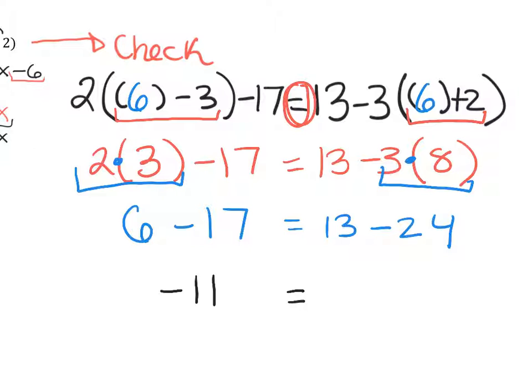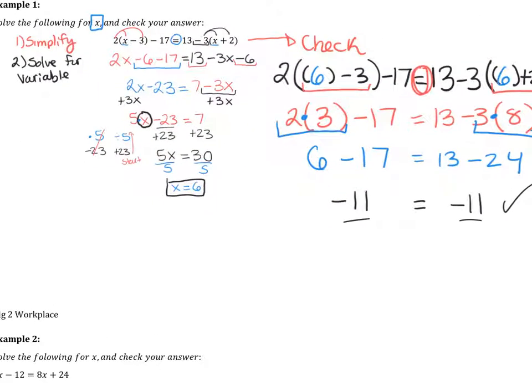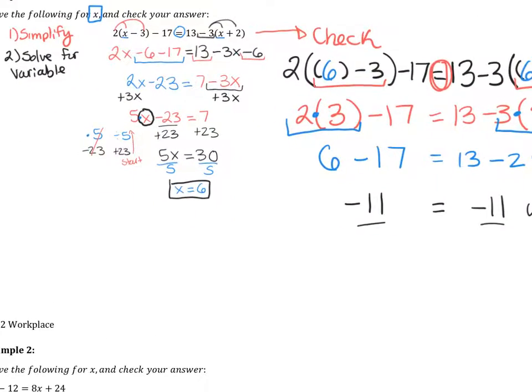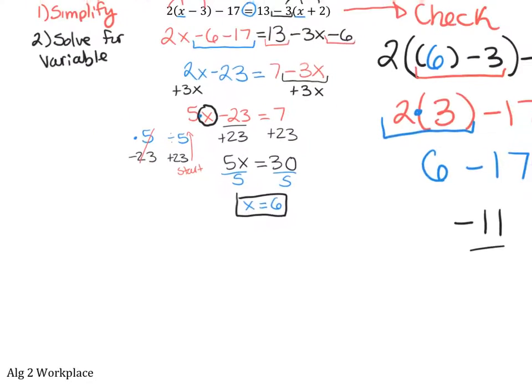You guys have calculators? What is 13 minus 24? Negative 11, which is the same. So since we got the same number, that means our answer must be correct. So x does indeed equal 6. Okay, so I know checking takes some time, but it is a way for you to know if you did your problem correctly before you turn in anything. So it's worth the time if you have the time.